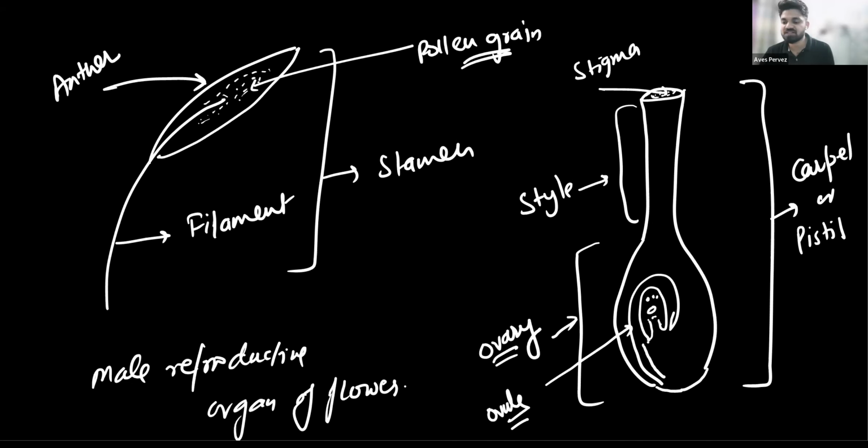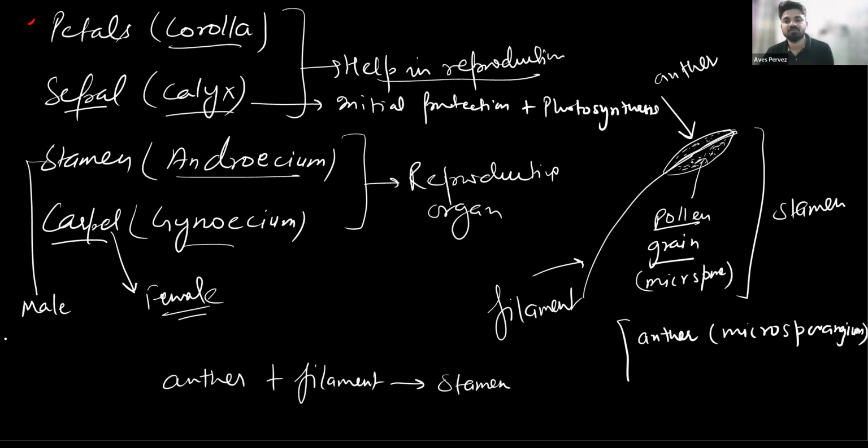Now moving to the next part. Petals are also called corolla. Sepals are called calyx. These two help in reproduction, initial protection and photosynthesis. Stamen we call androecium, and carpel we call gynoecium. They are the reproductive organs. This is the male and this is the female reproductive organ. Anther plus filament is called stamen.